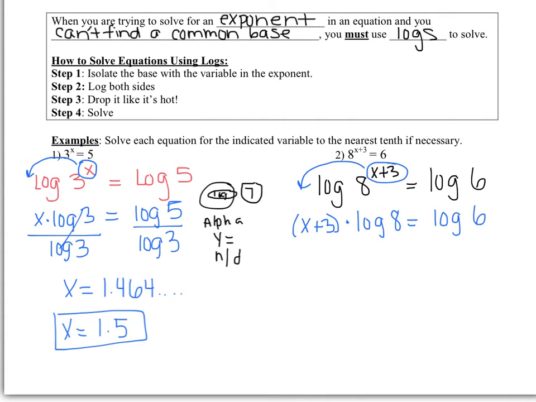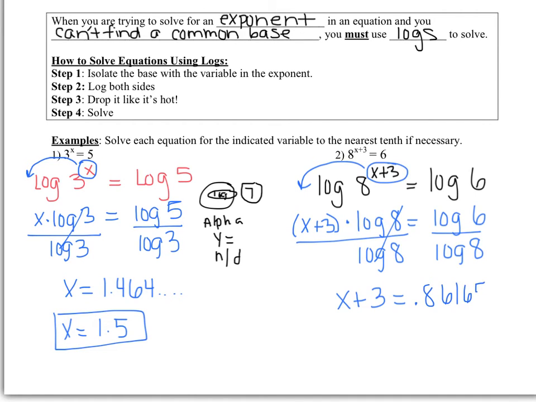Okay, now what we could do is divide by log of 8 and get this by itself. So let's divide log of 8, divide log of 8. So we get x plus 3 equals. Alright, pause the video, put in log of 6 divided by log of 8 in the calculator and hit resume when you're done. Okay, you should be getting 0.86165... Keep that number open in your calculator.